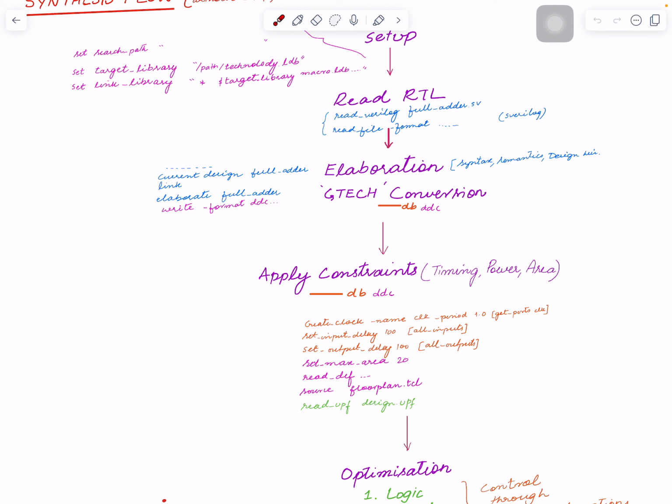And in order to optimize and convert things, the tool needs some constraints. A lot of constraints can be applied within each area, but at the higher level, the constraints required are timing related constraints, power related constraints, and area related constraints.